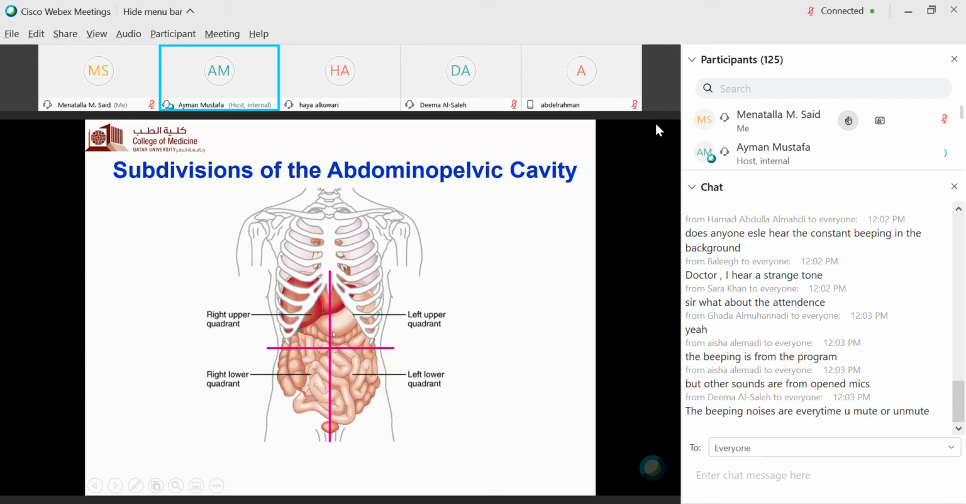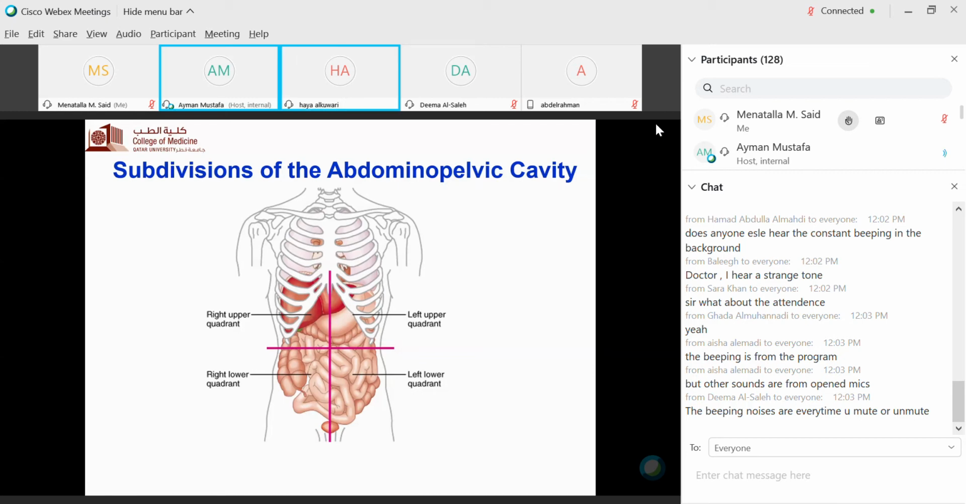We have plenty of organs inside. To make it easy to describe them, we like to divide this cavity into quadrants. We draw two lines, one in the midline, the other horizontal, and we divide it into equal quadrants. This is the left upper quadrant, the right upper quadrant, the right lower quadrant, and the left lower quadrant. Why am I doing this? To make it easy to describe the organs. For example, the stomach is mainly in the left upper quadrant.